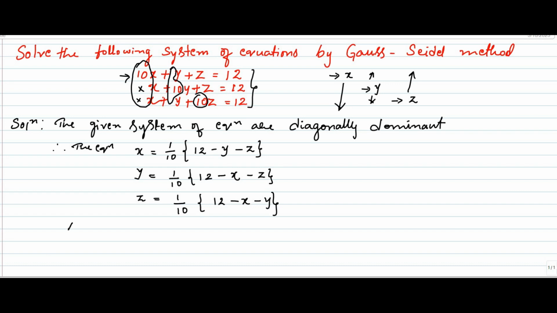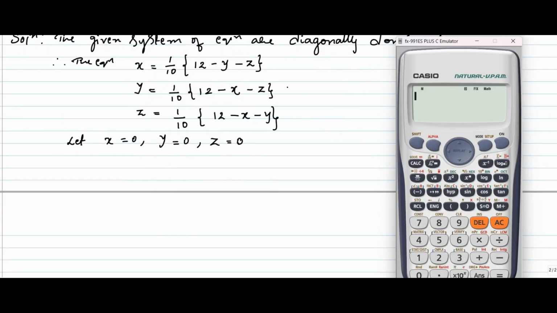We will start with the initial approximation as, let x equal to 0, y equal to 0, z equal to 0. How we are considering this? Initially we are going to give x equal to 0, y equal to 0, z equal to 0. If they give in the problem starting with the initial approximation as some values, you can consider that value. If they don't mention any values, you can independently take the x value as 0, y value as 0, z value as 0 and solve. As I told you, to solve this I will make use of a calculator.